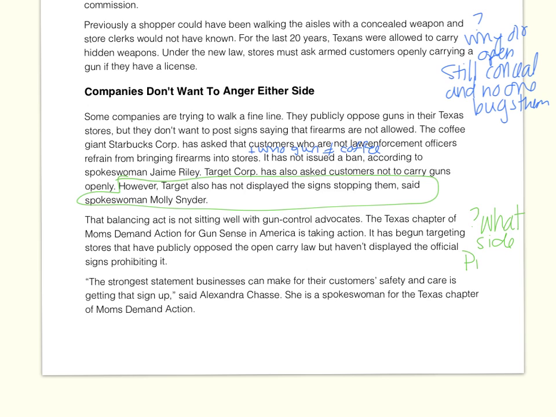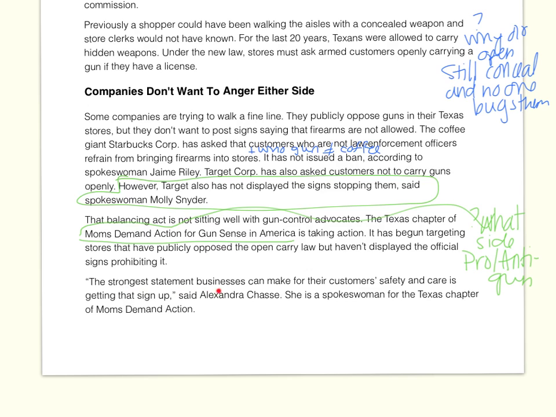I don't know what side they're on. Are they pro or are they anti-gun? And I'm talking about these guys. I wonder if they're pro or against. Well, maybe we'll find out.